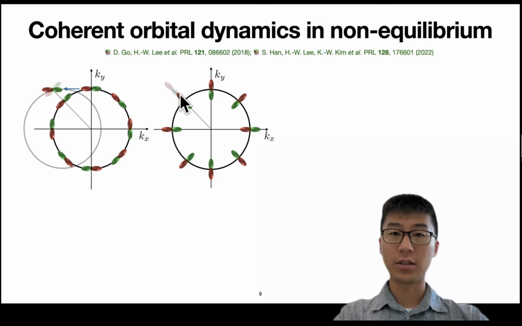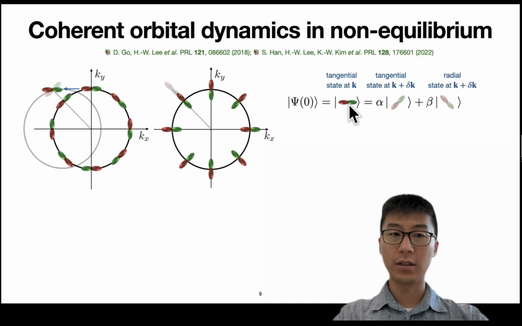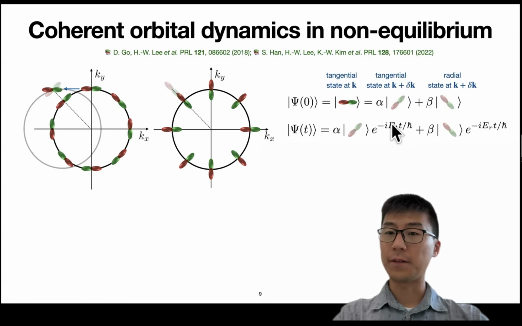Actually, the eigenstate at this momentum value is this one with the tangential orbital and the other one. They have different energies. So therefore, the starting point, which was the tangential state at the original K point, if it's written in terms of the tangential and radial states at the shifted momentum value, K plus delta K, then they will evolve with different rates.